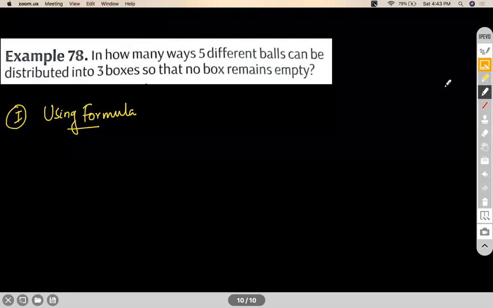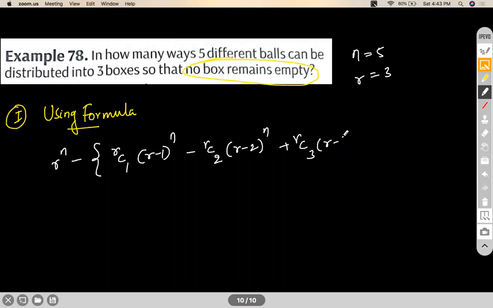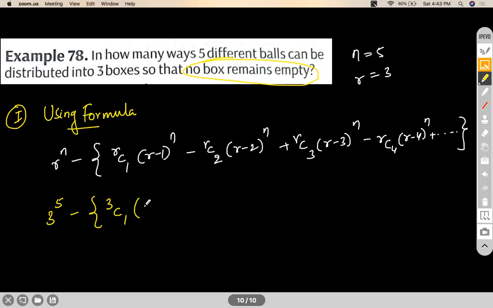okay, then remember, n here is 5, r here is 3, and there's no box empty. So basically, it's the second case that we discussed a little while ago. So as per the formula, your answer should be r to the power n minus rC1 (r minus 1) to the power n plus rC2 (r minus 2) to the power n minus rC3 (r minus 3) to the power n, and so on wherever it allows it to go. Okay, so r is 3, n is 5. So if I use the formula, I'll end up getting this.